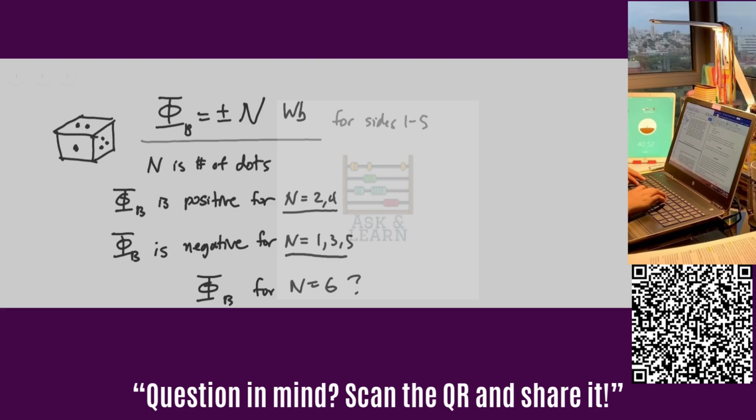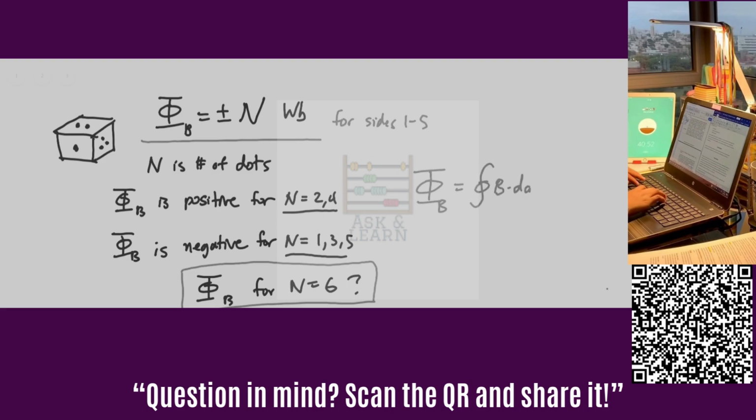Now, n, of course, is the number of dots on a specific face. We are told that if the number of dots on a face is even, then the flux is going to be positive, and for odd-numbered faces, the flux is going to be negative. Now, given all this information, we would like to calculate what is the flux going through the 6th face. So again, just to remind ourselves, the formula we mentioned at the top does not apply to the 6th face. So what is the flux?